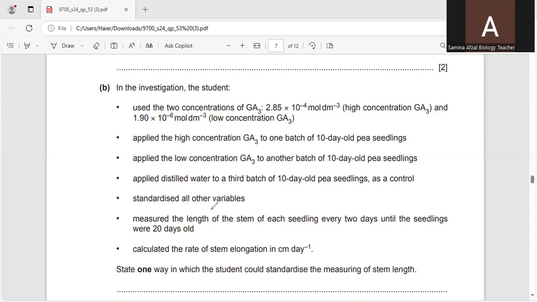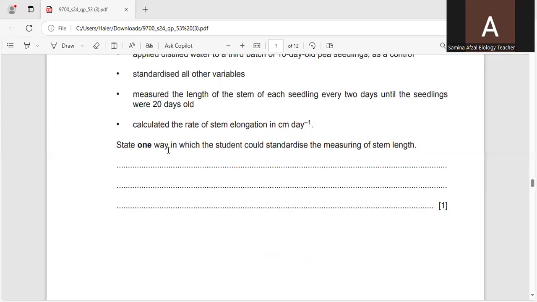Standardized all the variables. Measured the length of the stem of each seedling every 2 days until the seedlings were 20 days old. Calculated the rate of stem elongation in centimeters per day. State one way in which the student would standardize the measuring of stem length.